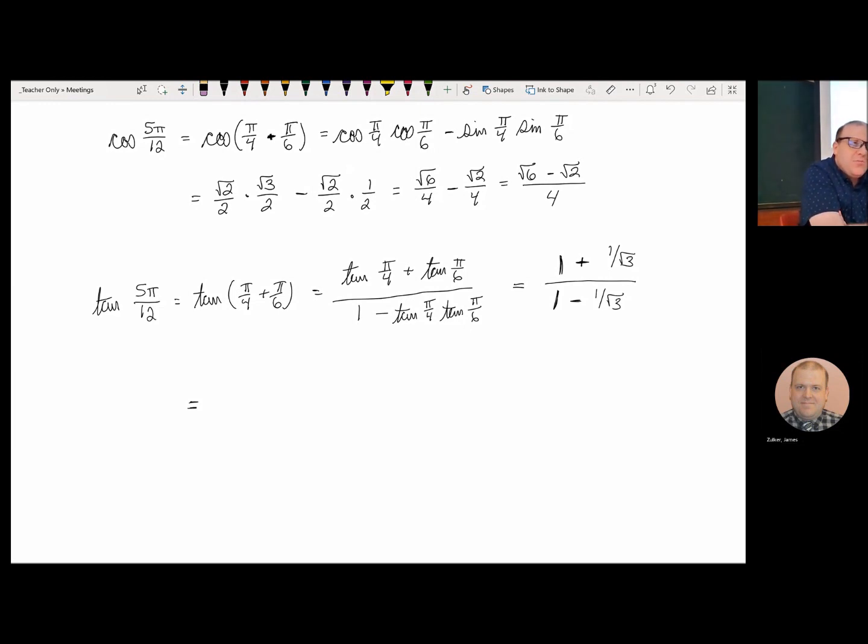What are you going to be left with in the numerator, if you factor out a 1 over root 3? Root 3 plus 1. What about the denominator? Root 3 minus 1. Does that satisfy the cofunction identity for tangent?